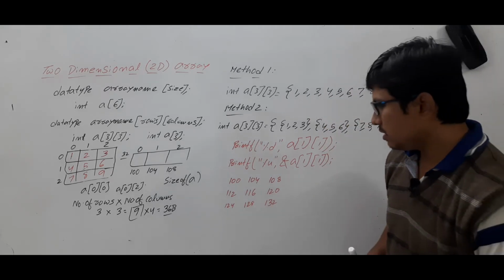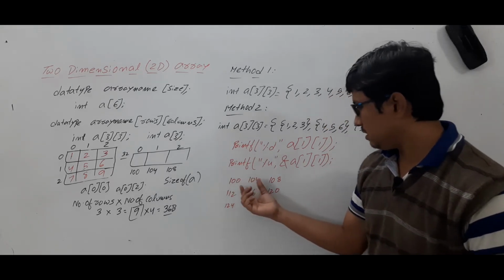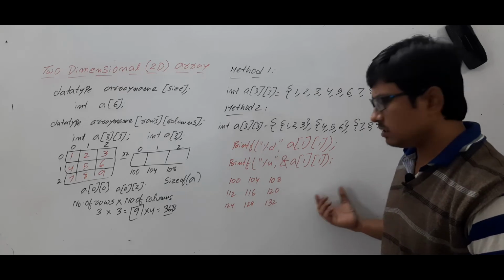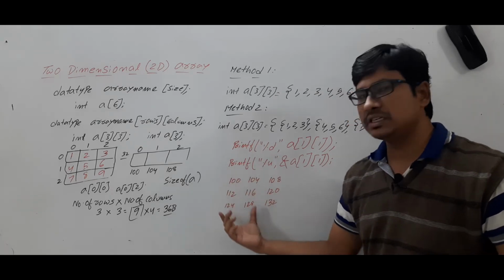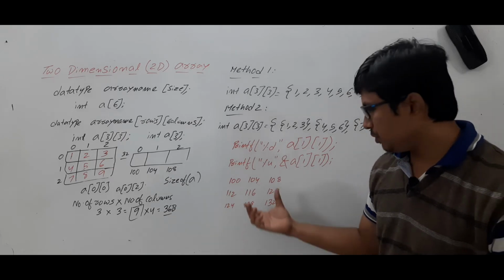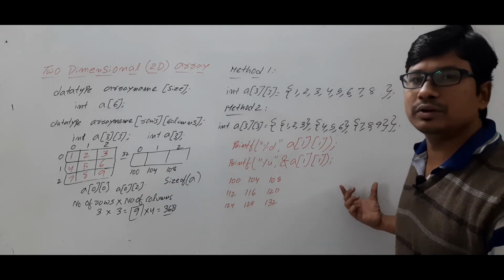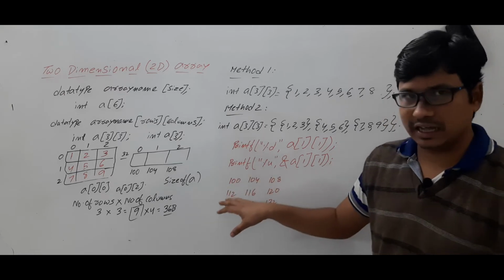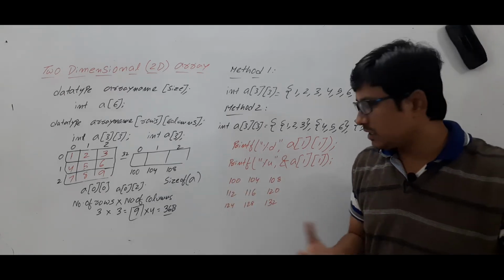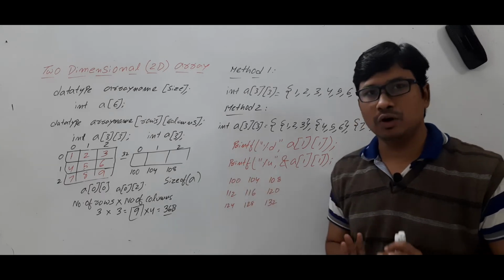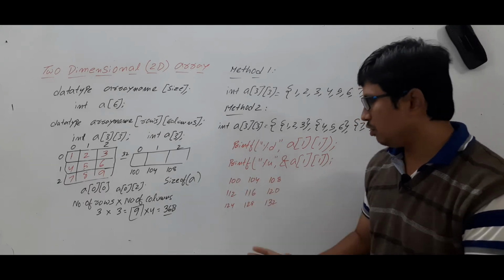Is it clear? Now you can ask me, sir, this is a continuous memory location, but you represented it as a matrix. For your understanding, I am representing it as a matrix, but the computer will store it in continuous memory locations. It will never store it like a two-dimensional array. It stores in a continuous memory location, but for your understanding, I am representing rows and columns. Is it clear? I hope you have understood.